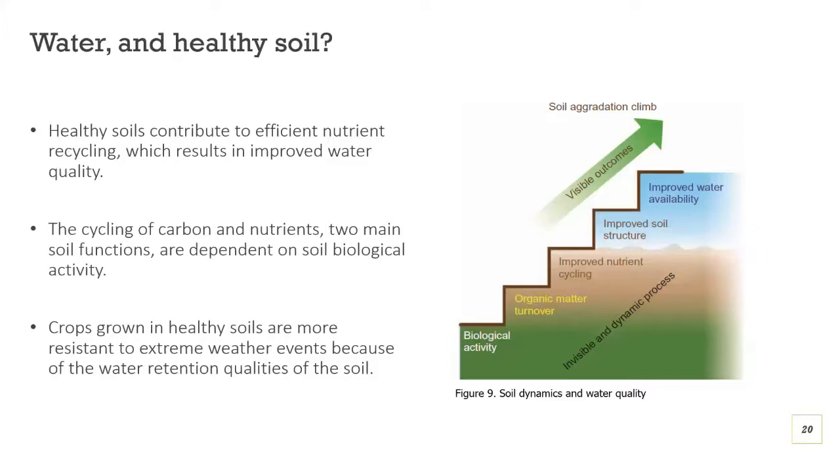For example, if we have nitrogen applied in the form of industrial fertilizers that gets leached down into the groundwater, it acts as a pollutant there. But if the same nitrogen is fixed by the microorganisms in the soil, it can be used as nutrients for the plants. As a result, you have better water quality, but only when you have a living soil full of microorganisms that can do the job for you.